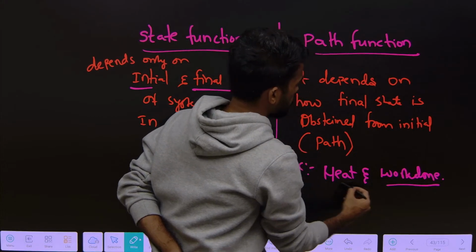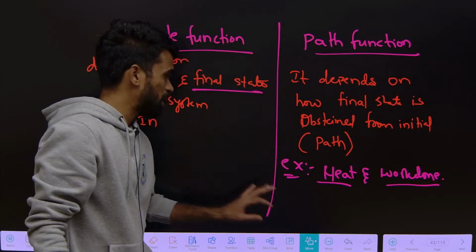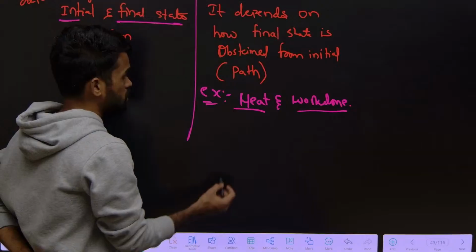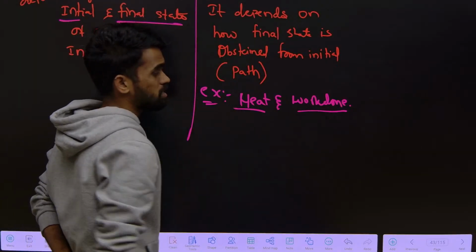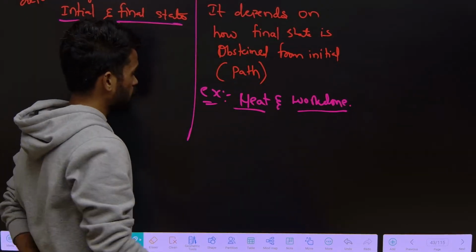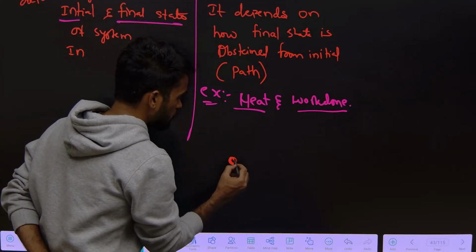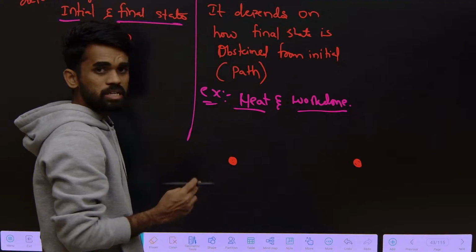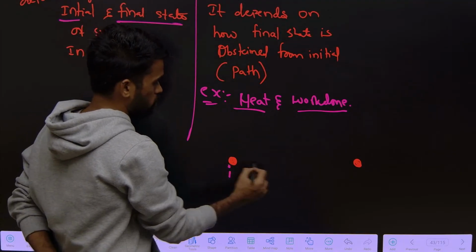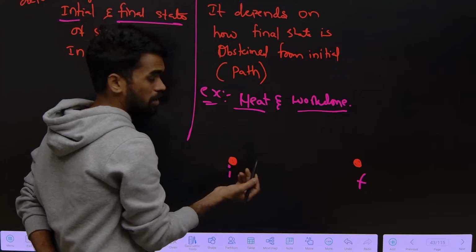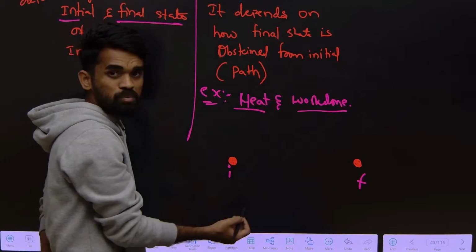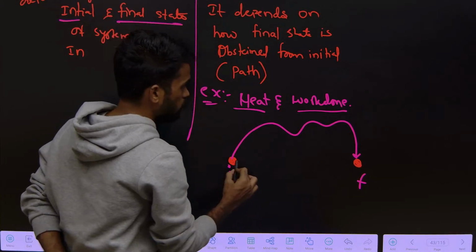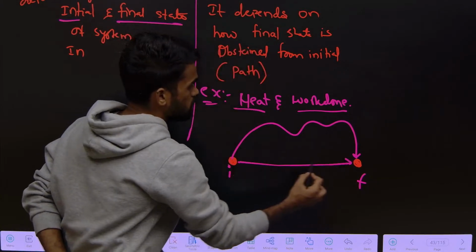These are the two examples. For better understanding of work done, whether it is a state function or a path function, you can understand it this way. You are at this point and you need to reach this point. To reach the final point from the initial point, you can have a number of paths. You can go this way, or you can directly move like this. This is the shortest distance.